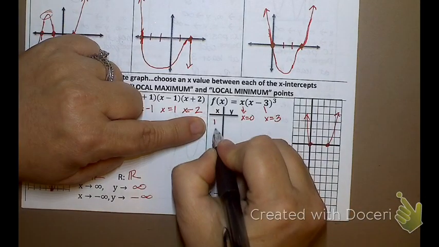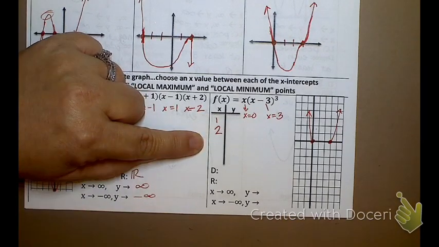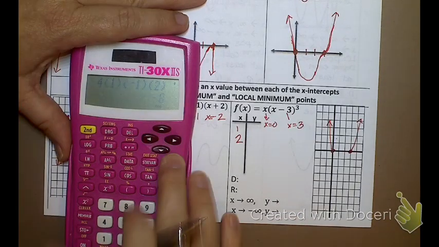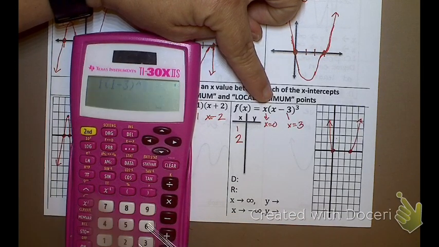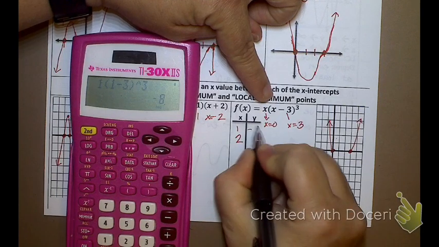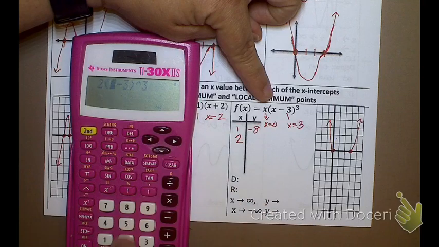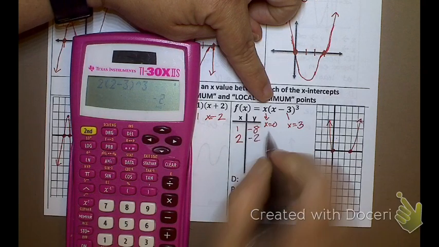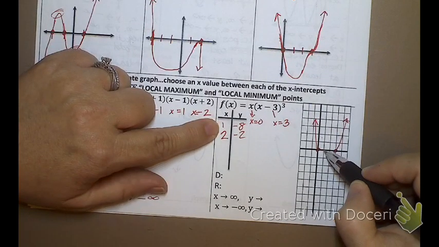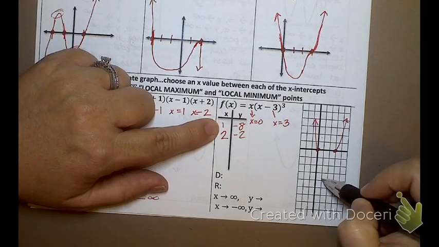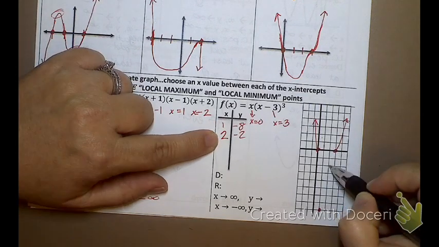Do grid lines whenever you can. Even if it means doing 2 points, do grid lines. Doesn't take long to plug it in. 1 times (1 minus 3) to the third is -8. And if I change those 1s to 2s, I get -2. Takes me 10 seconds to do that. All right, 1, -8 is down there, and 2, -2.